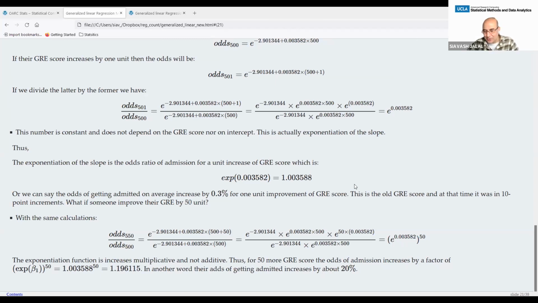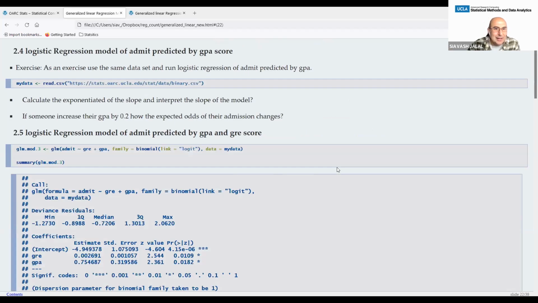So I'm going to give you one exercise so you can do some analysis. The result is not here, so you have to do it. So the question is this: logistic regression model of admission by GPA. Run the logistic regression of admission by GPA using the same data. You can copy the data from here in R.